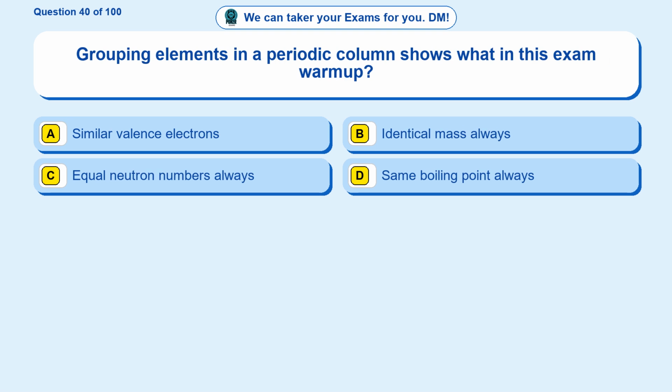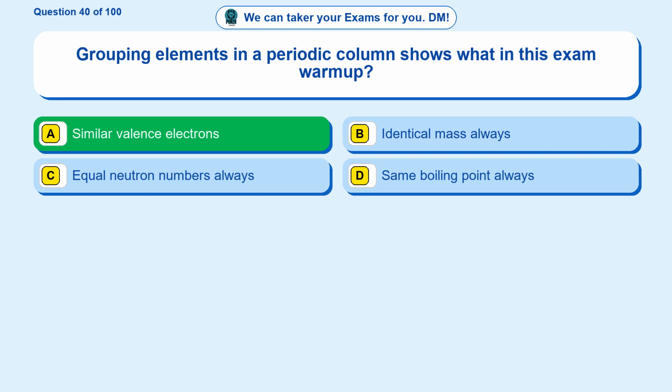Question 40. Grouping elements in a periodic column shows what in this exam warm-up? Option A, similar valence electrons. Option B, identical mass always. Option C, equal neutron numbers always. Option D, same boiling point always. The correct answer is option A.